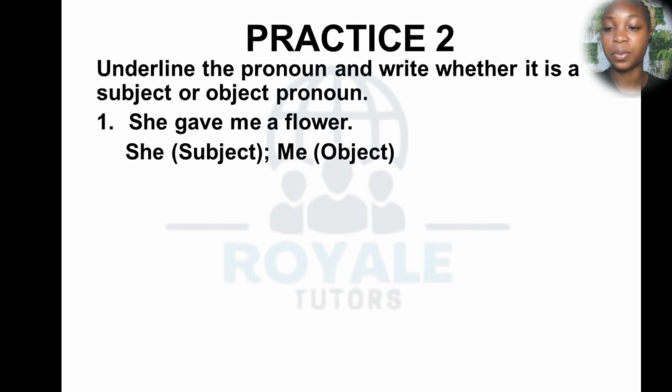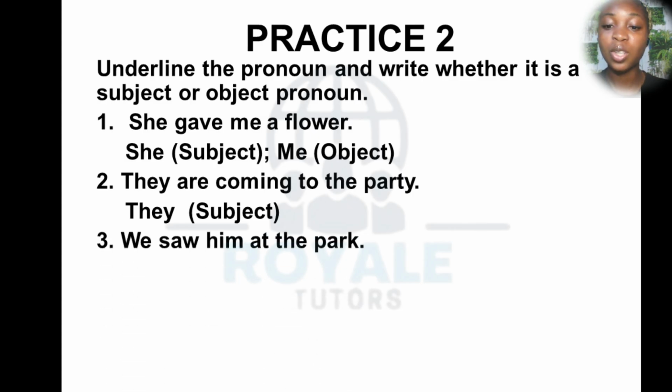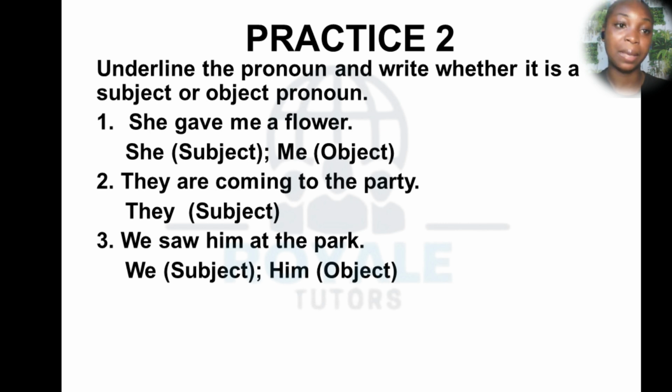All right, so we go on to number 2. They are coming to the party. So we have they as the pronoun, and it is not just any pronoun, it is the subject's pronoun. How are you doing so far? Great, I believe. So for number 3, we saw him at the park. So let's get to see the answer. We is the pronoun and him. So we have we is the subject's pronoun, him is the object's pronoun.